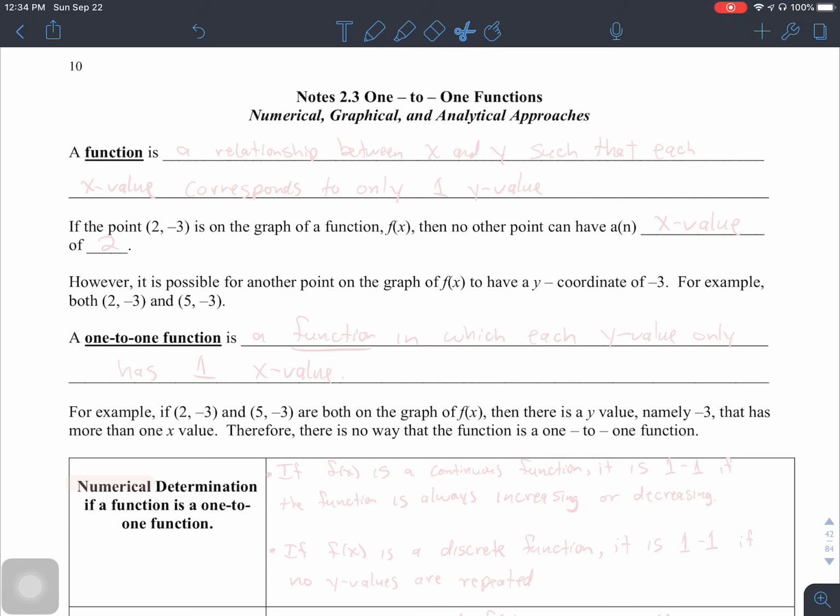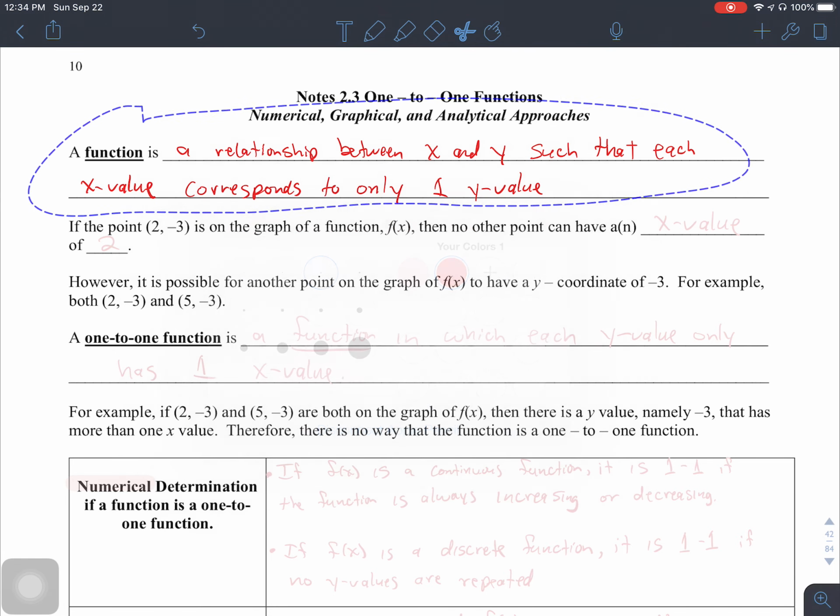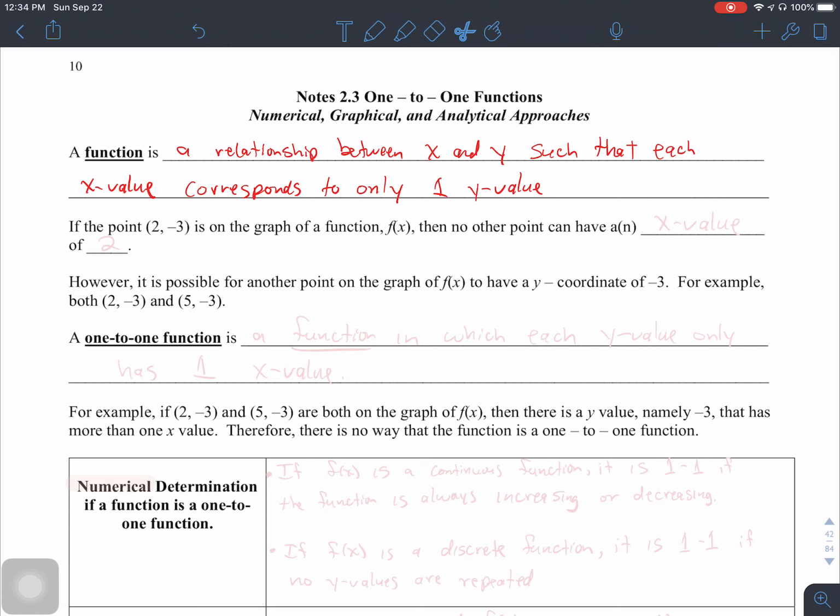This is pre-AP Precalculus, notes 2.3, one-to-one functions, looking at them numerically, graphically, and analytically. A function is a relationship between x and y such that each x value corresponds to only one y value.